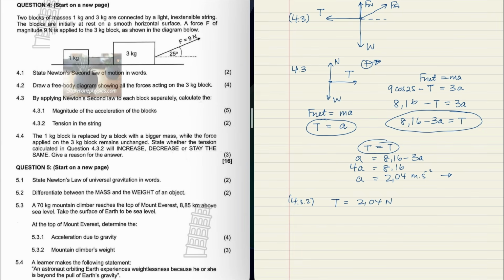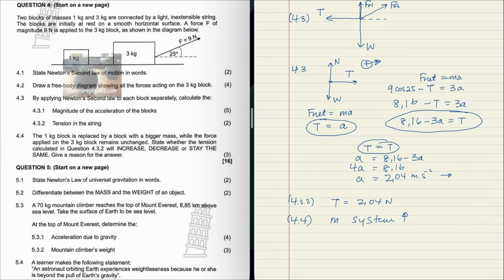So question 4.4 says the 1 kilogram block is replaced by a block with a bigger mass, while the force applied on the 3 kilogram block remains unchanged. State whether the tension will increase, decrease, or remain the same. Give a reason for the answer. So what's essentially going on here is that if you imagine this entire system as one thing, if you increase the mass, the mass of the system increases.